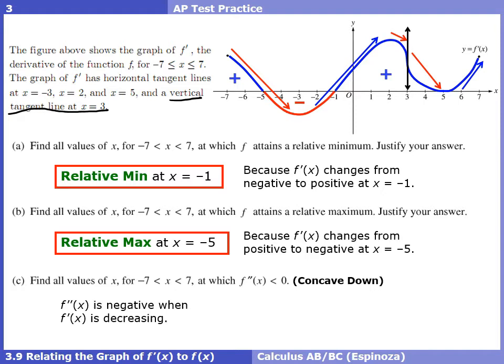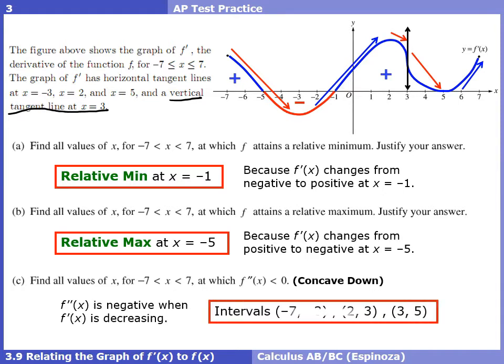Okay, so let's identify the x values for where the first derivative is decreasing. The first interval is -7 to -3. The second region, which is the little shorter arrow, is 2 to 3. And then the last region is 3 to 5. Had you written 2 to 5 like we originally put and didn't take into account the vertical tangent, you would have missed out on a point there. So we had to split that into 2 sections because of that vertical tangent.